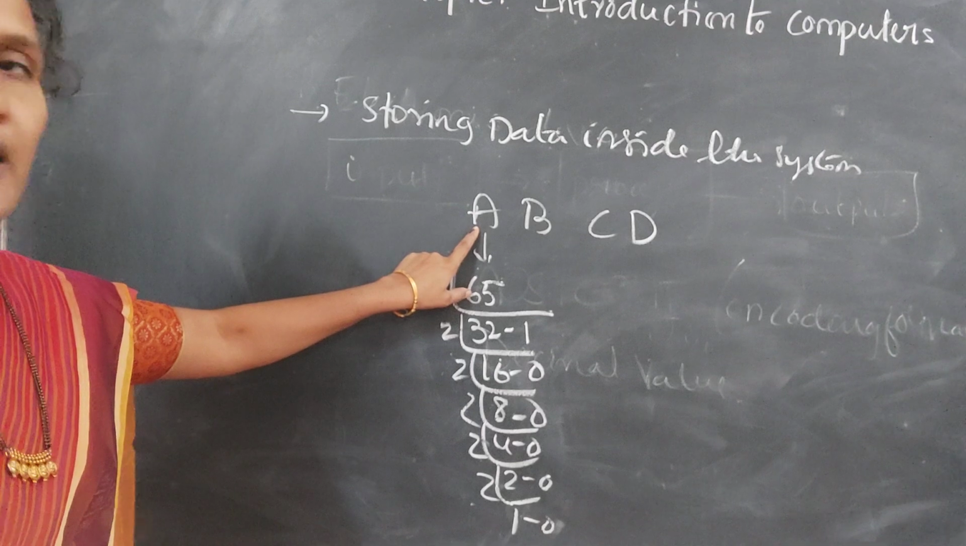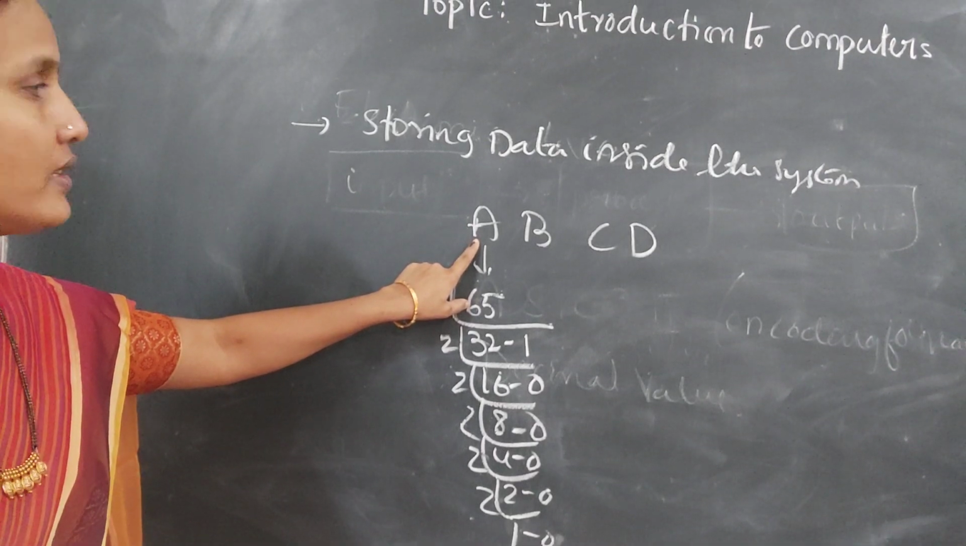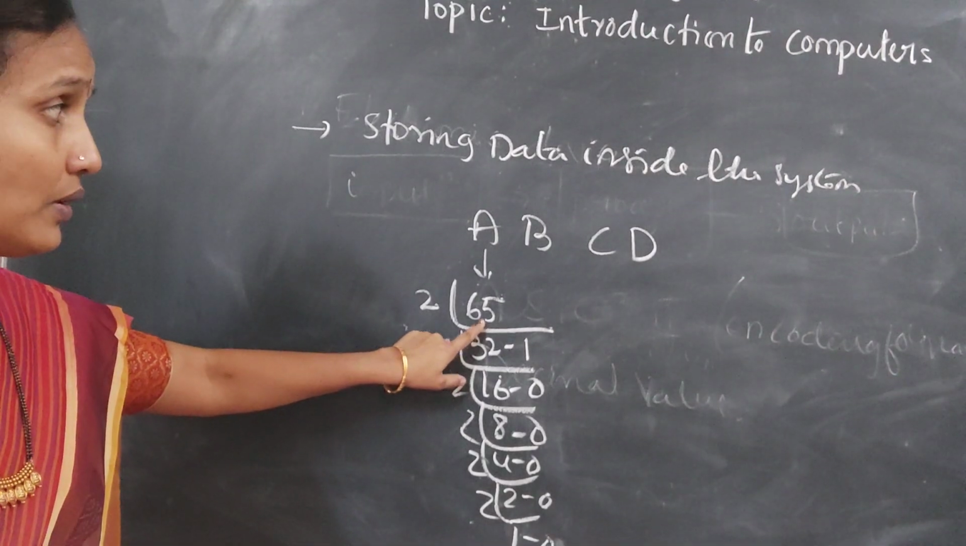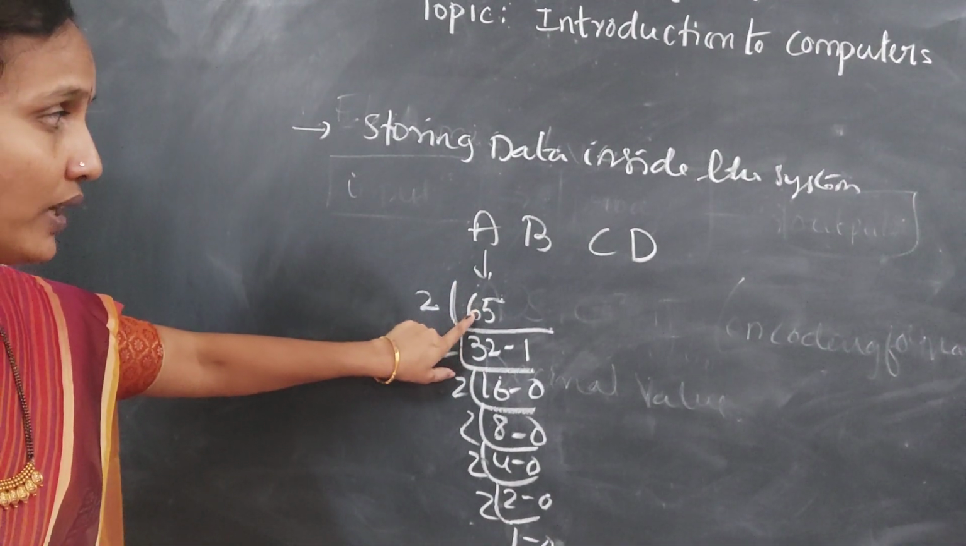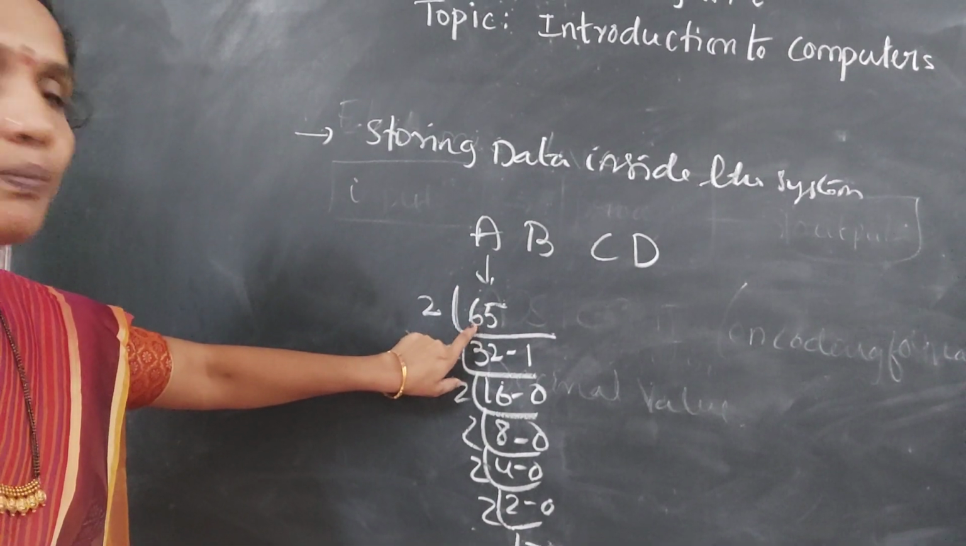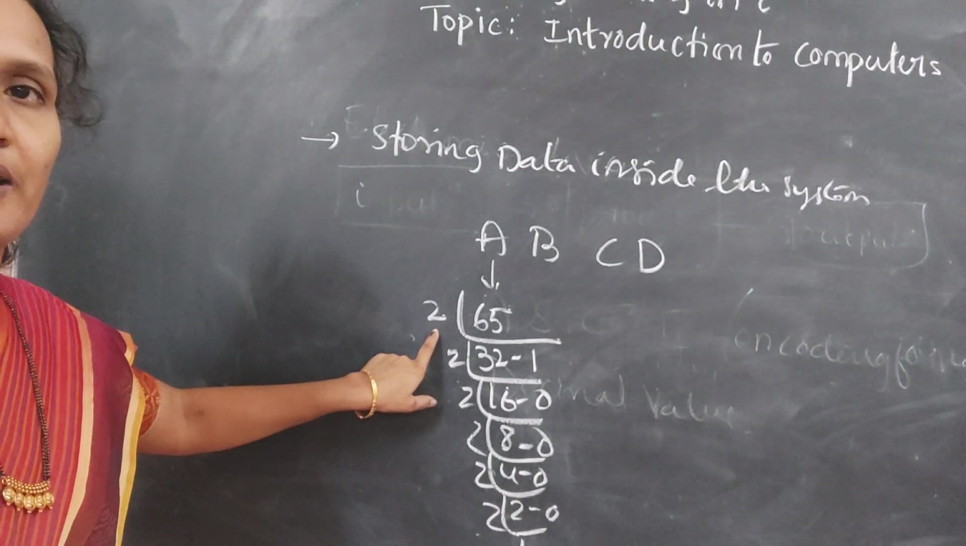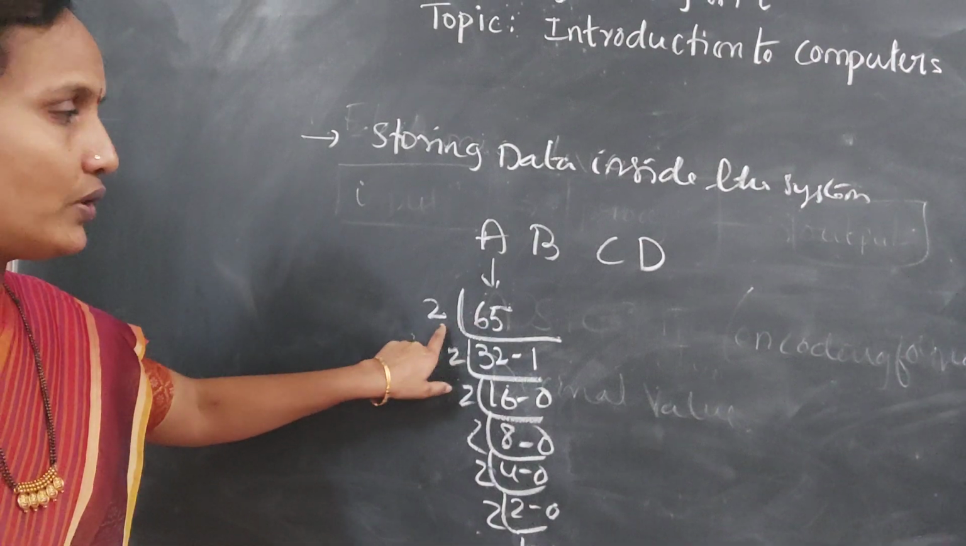This is a character I have entered. For this character, the standard decimal value is 65. So in order to store this A into the system, you need to convert this decimal number into a binary format. How will you convert? By using 2. You will divide this decimal value by 2.